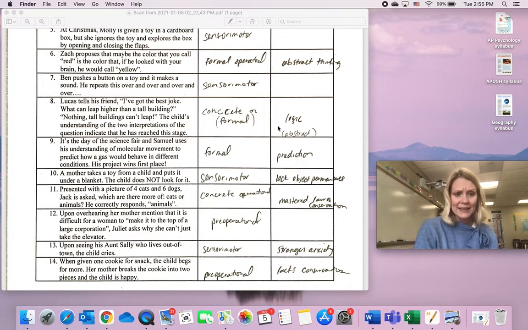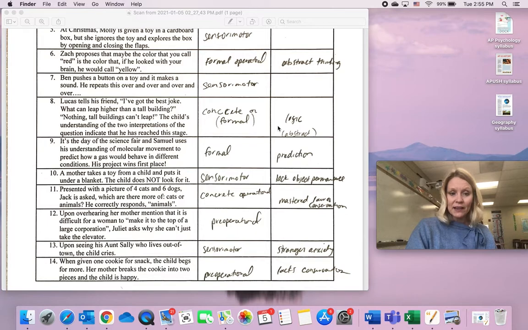Presented with a picture of 4 cats and 6 dogs, Jack is asked which there are more of, cats or animals. He correctly responds animals. This is concrete operational, and it means he has now mastered the law of conservation. We're probably going to get close to formal operational, but he's still in concrete. Upon overhearing her mother mention that it is difficult for a woman to make it to the top of a large corporation, Juliet asks why she just can't take the elevator. This is still pre-operational, mostly egocentrism, where they don't understand another person's point of view.